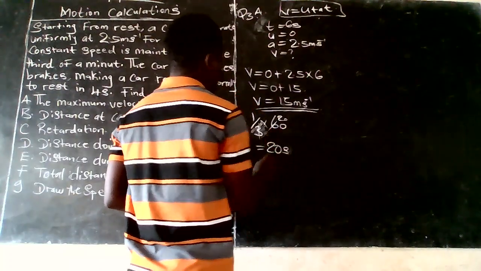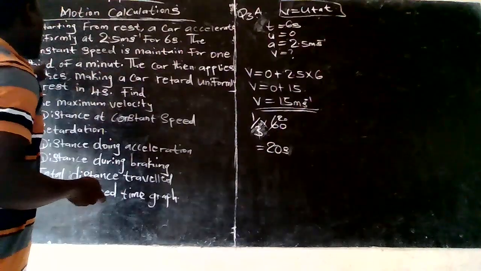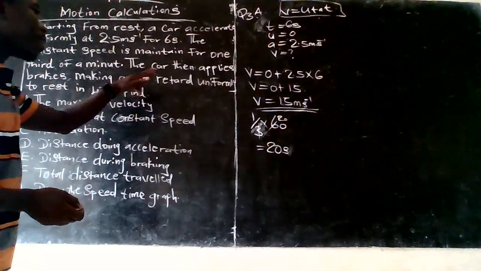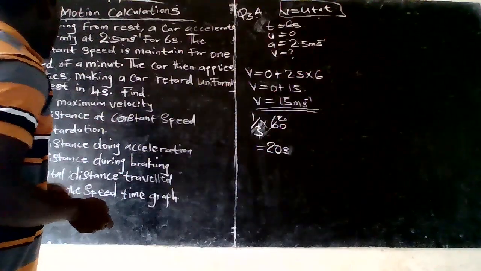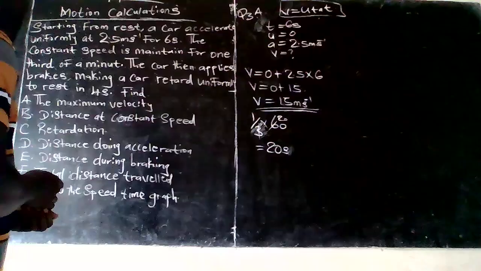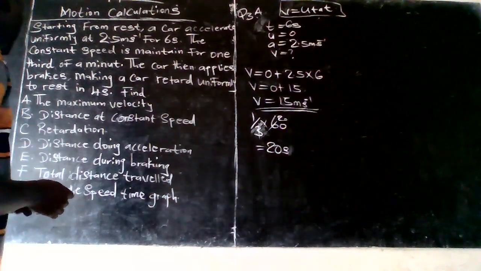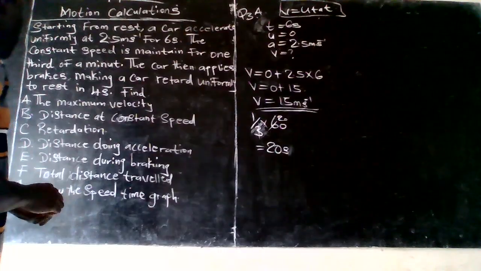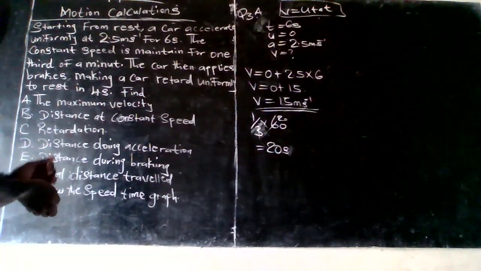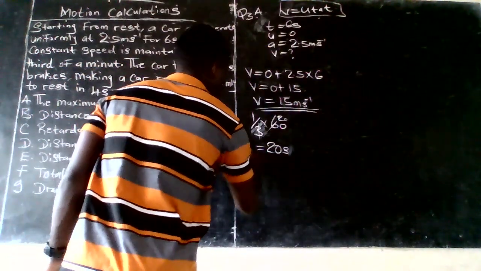Okay, so we have 20 seconds, because for 1/3 of a minute, the car then applies brakes, making the car retard uniformly to rest in 4 seconds. Here we are asked to find the retardation, also the distance during acceleration, then also the distance at constant speed. So let's solve for B.